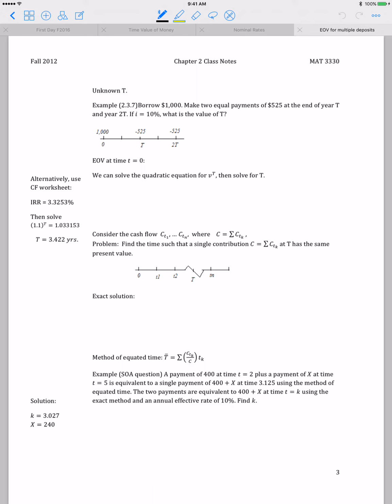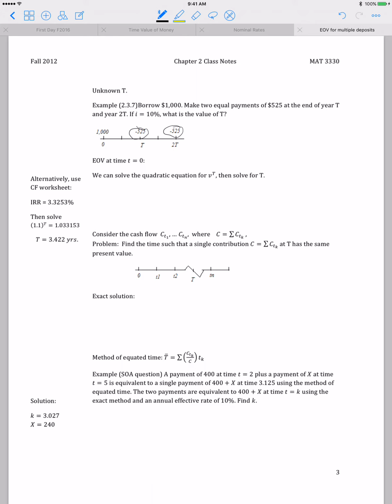And here we're going to borrow $1,000 in example 2.37. We're going to make two equal payments of $525 at the end of year T and at the end of year 2T, and that's already on the number line. You can see here the two payments at time T and 2T. If i is equal to 10%, we want to know what is the value of T.